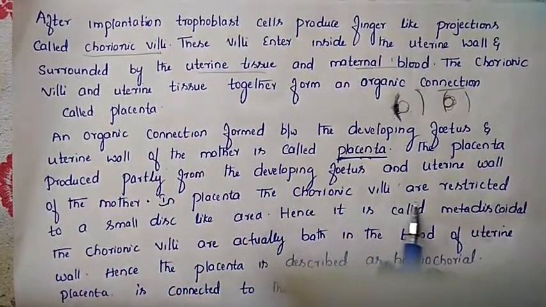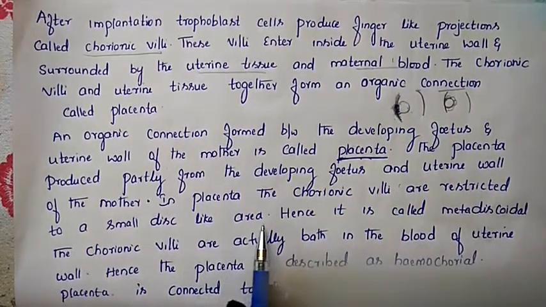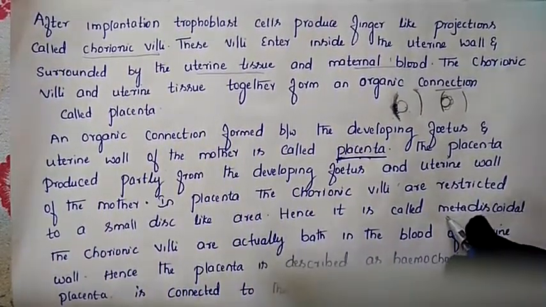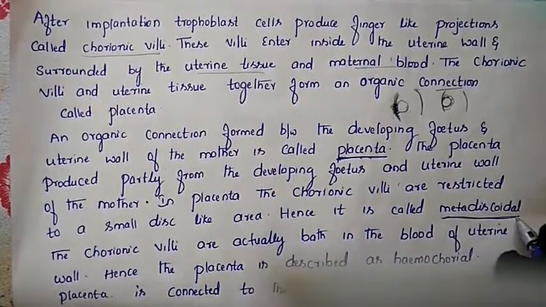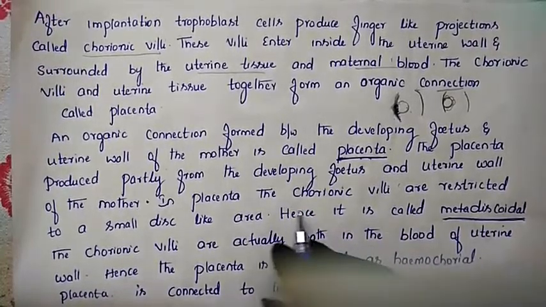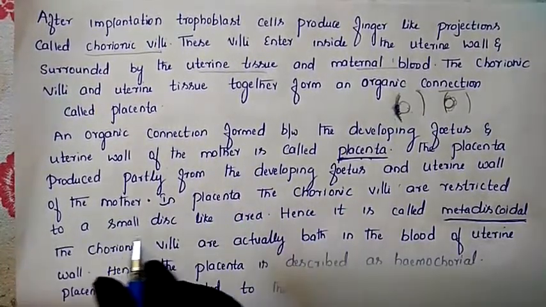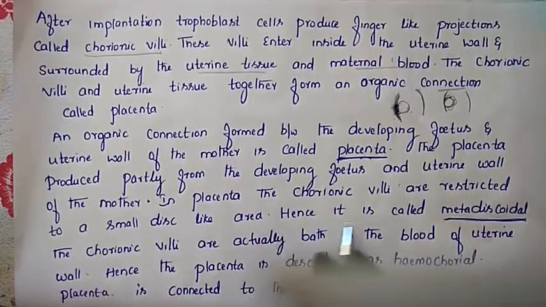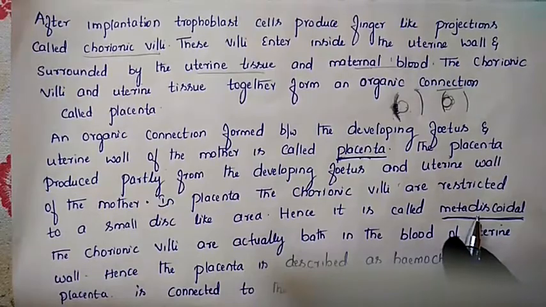Next, in the placenta, chorionic villi are restricted to a small disc area. Hence it is called metadiscoidal. What is the meaning of metadiscoidal? The chorionic villi are restricted to a small disc-like area, and that is what we call metadiscoidal.